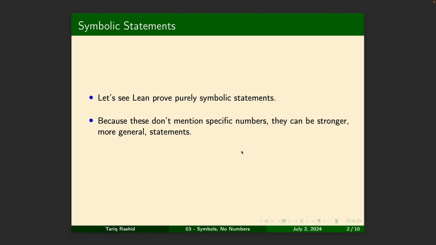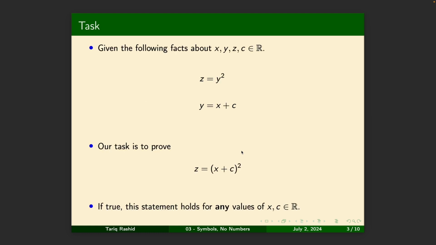It might seem a small point, it could be a big point actually, but being able to prove something in general is quite powerful. So we'll practice what we've learned, and we're going to choose a proof task which is still simple but is actually symbolic. It doesn't involve any numbers at all. So let's have a look at it.